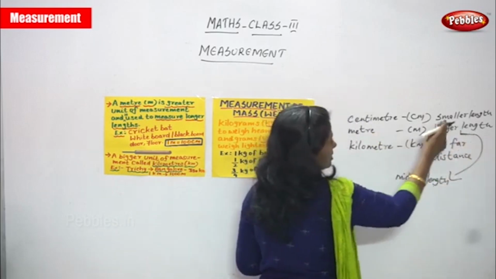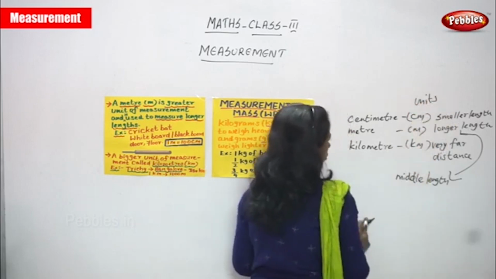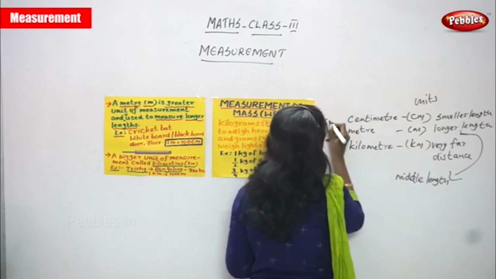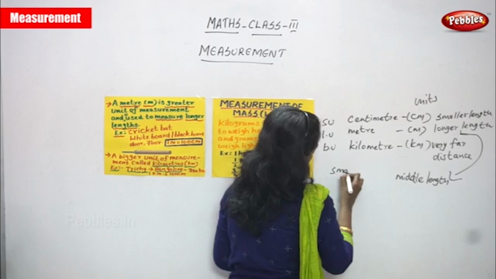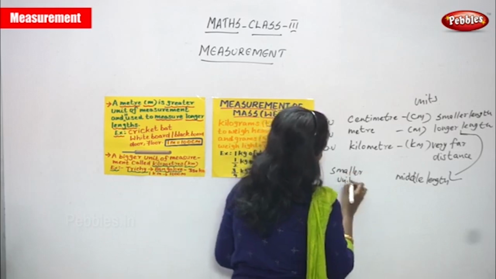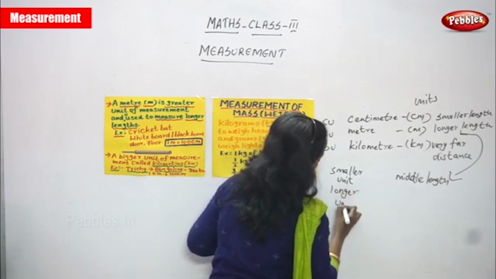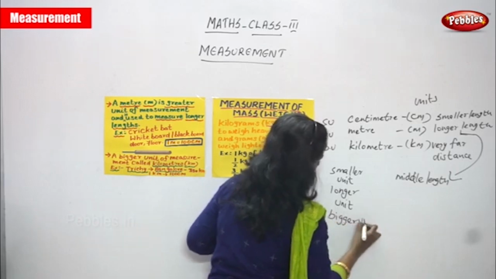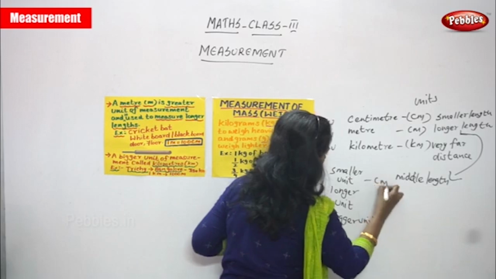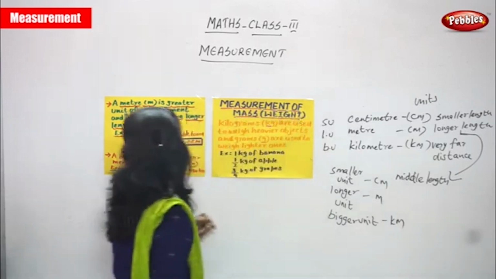Centimeter, it's a smaller length. These are the units. SU means smaller unit. LU means longer unit. This is a bigger unit. SU, smaller unit, and this is a longer unit, this is a bigger unit. Centimeter, longer unit meter, bigger unit kilometer.